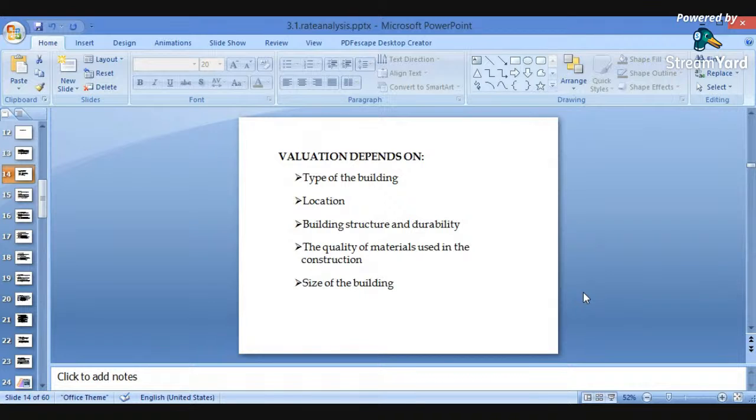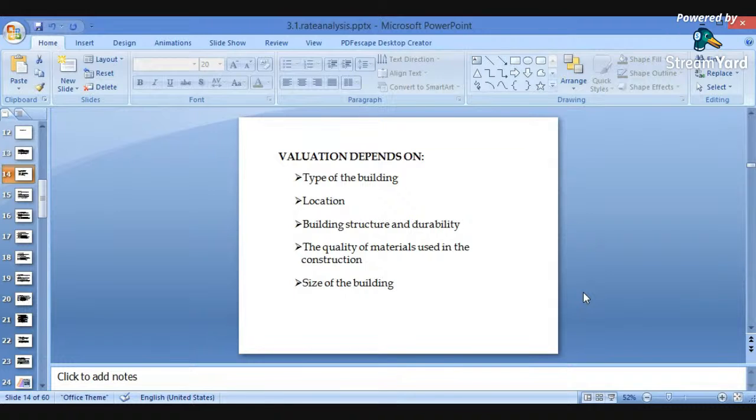Also, it will be dependent on the location where the building has been located, whether nearby or far away from the city, in a rural area or an urban area. Depending upon the location, the valuation of the structure will depend. Whether it is located within the city limit or outside the city limit, in rural areas or urban area, its valuation will be fixed accordingly. So location also plays an important role.